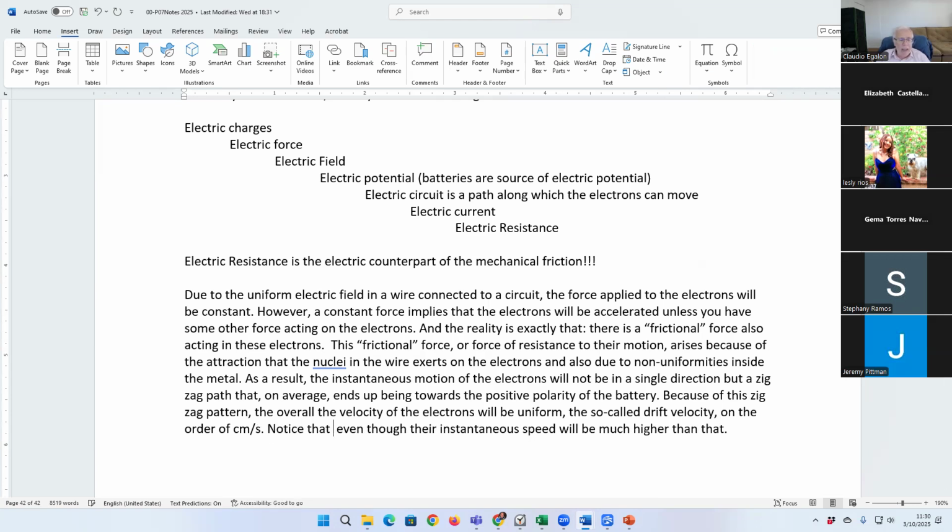Note that this drift velocity is different from the instantaneous speed of the electron, which can be much higher than the drift velocity.